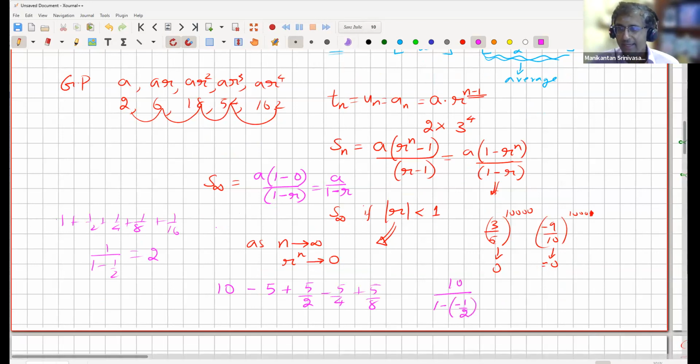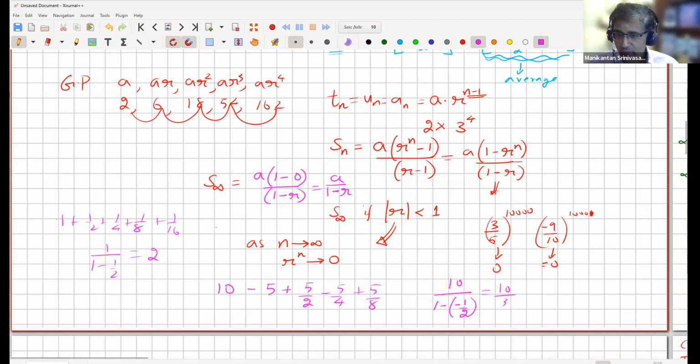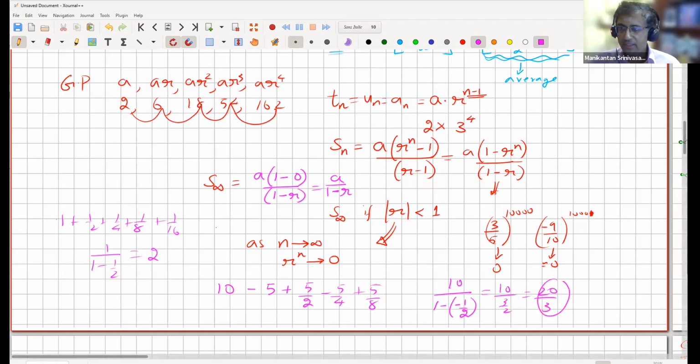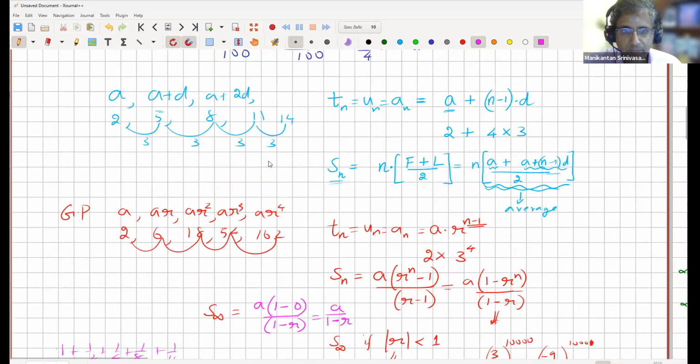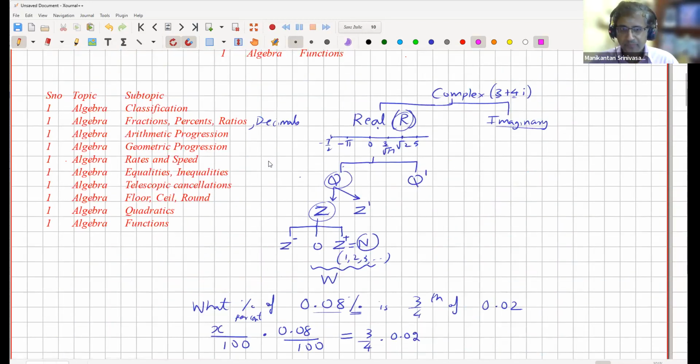Ratio is always the latter term by the former term. So it's minus 5 upon 10, so that will become 10 by 3 by 2. So I'll be left with approximately $7, and he'll be left with 3.33 approximately. Because in steady state, that's what will happen. So 6.66 and 3.33 after a lot of transactions. Okay, so that's geometric progression and arithmetic progression.